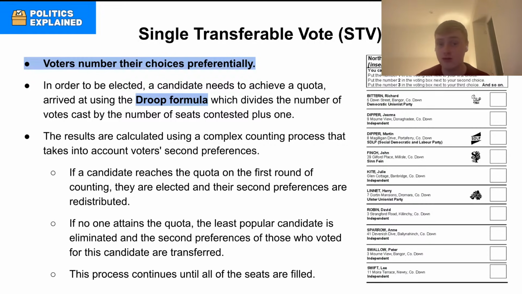If a candidate reaches that quota on the first round, they're elected. So that will often be something like 15 or 20%. Because there are 5 MPs elected in each constituency, we divide that 100% of the vote by 5. That's 20%.